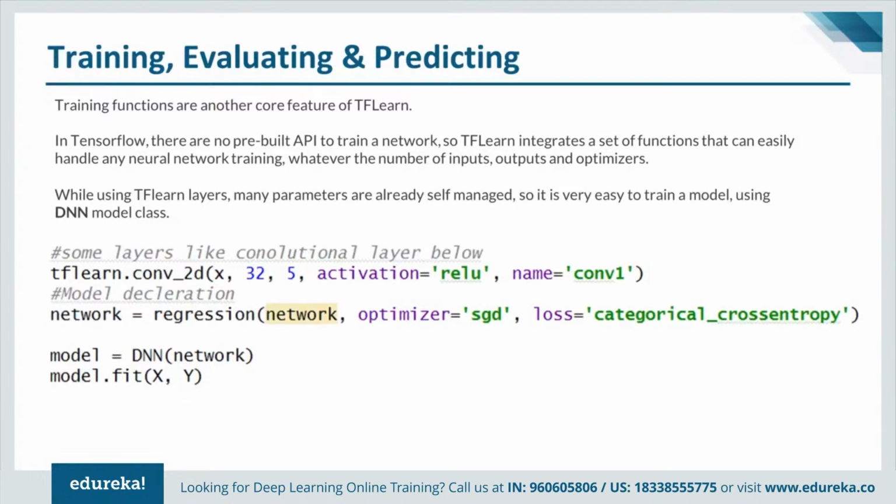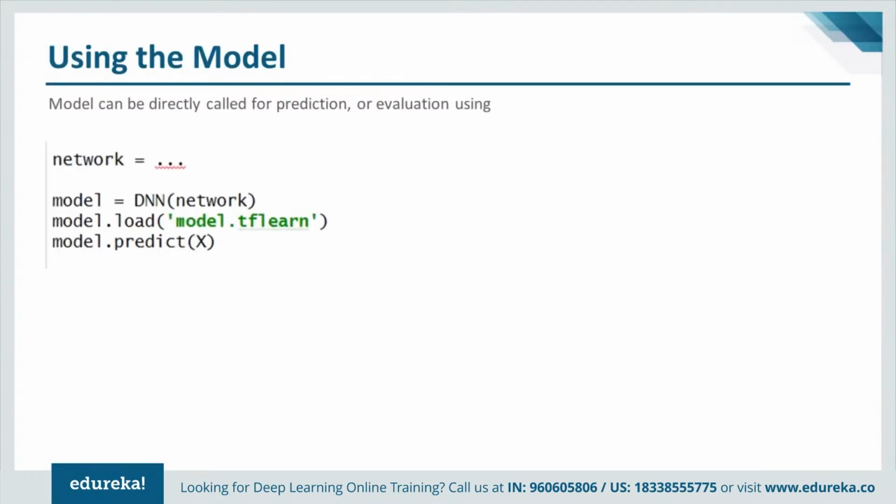And then the rest of the things are the same. The DNN stands for deep neural network. And then you're fitting it the same way we used to do it in Keras as well. Once the model has been trained, you can load the model and you can predict with the predict function.